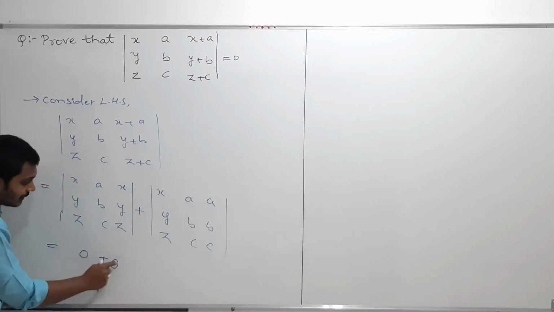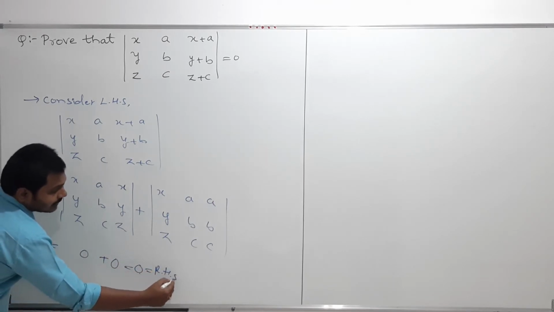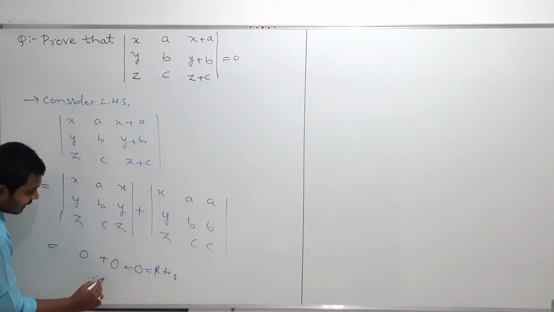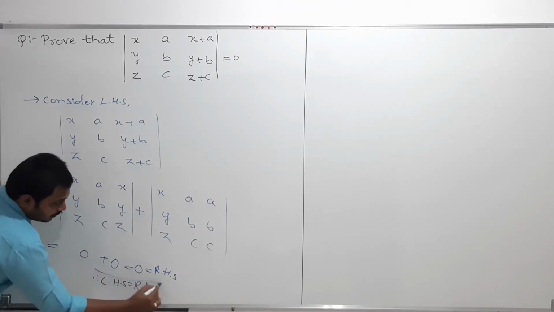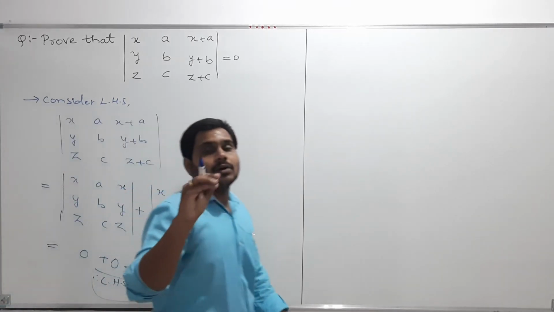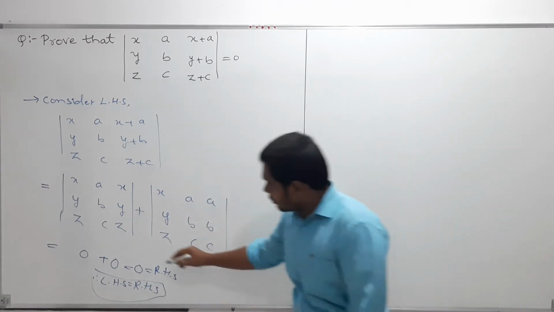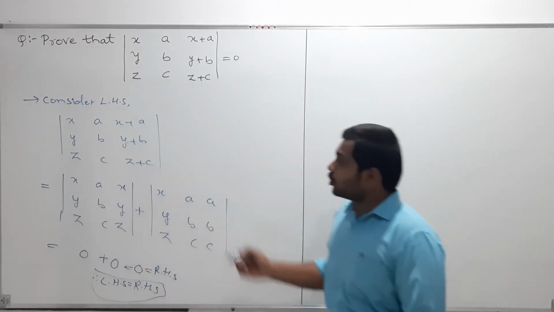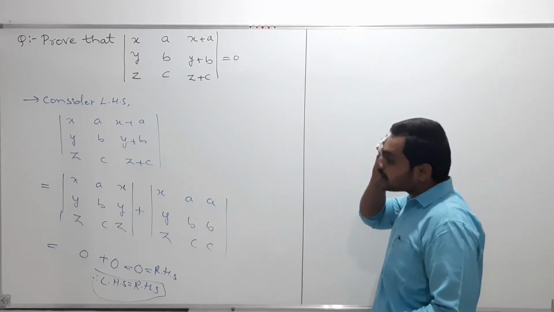Now 0 plus 0 is equal to 0. This is your RHS. So therefore LHS is equal to RHS. This I proved here, my dear students. So very simple, we just should know the properties clearly. Then only we can solve. Clear? I think you don't have any doubts here. It's very simple here, my dear students.